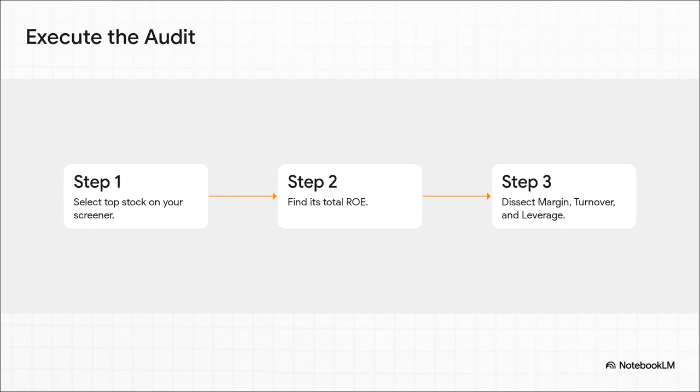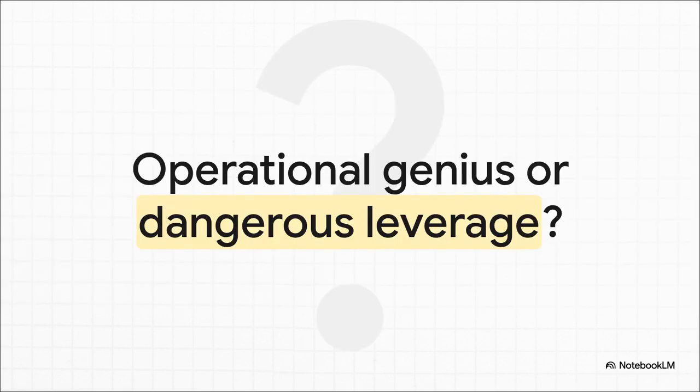You must master this method and audit the engine of every single company you own, because if you understand exactly how they generate their returns, you will absolutely rule the market cycle. I want to leave you with this final, truly empowering thought. As you analyze the businesses you own tonight, ask yourself this: is your capital being multiplied through pure operational genius, or is the company hiding behind dangerous leverage?